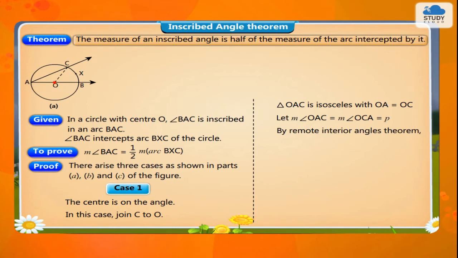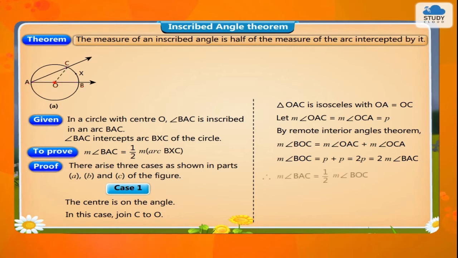By the remote interior angles theorem, measure of angle BOC is equal to measure of angle OAC plus measure of angle OCA. Measure of angle BOC is equal to P plus P, which is 2P, which is twice measure of angle BAC. Therefore, measure of angle BAC is equal to half of measure of angle BOC. But measure of angle BOC is equal to measure of arc BXC. Therefore, measure of angle BAC is equal to half of measure of arc BXC.